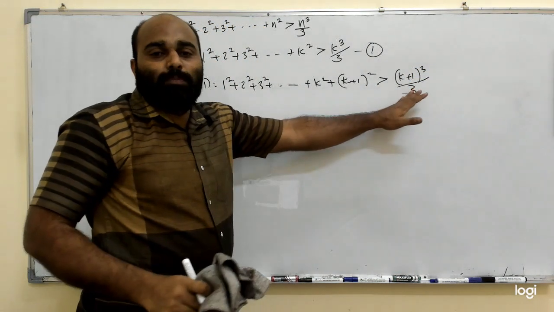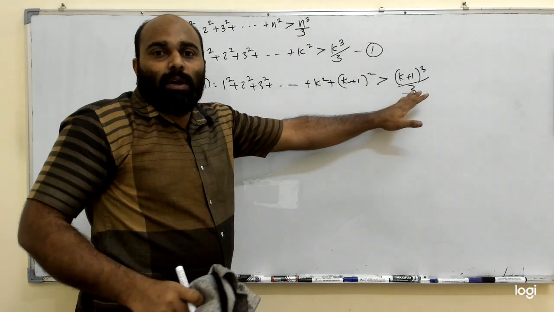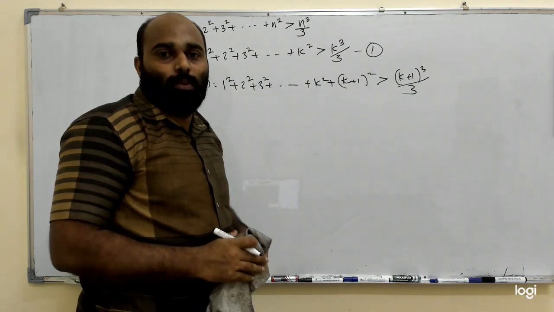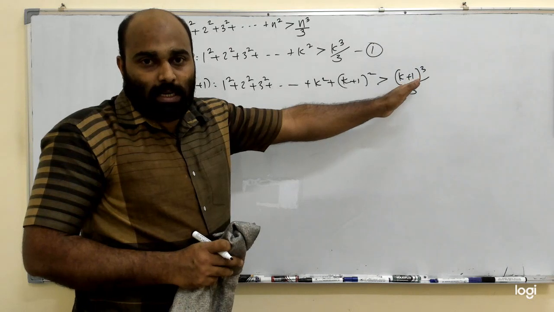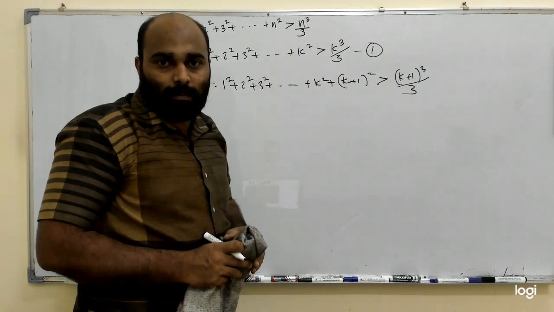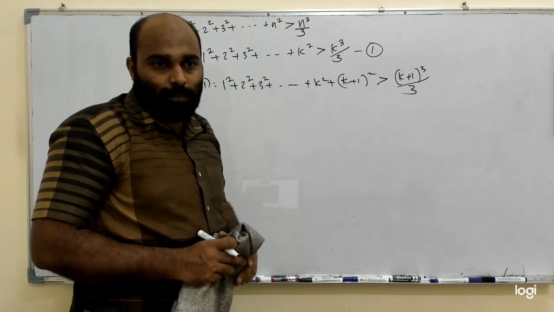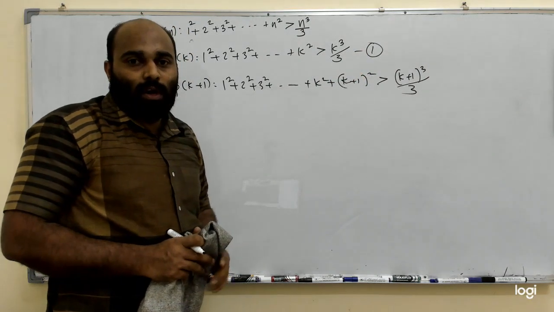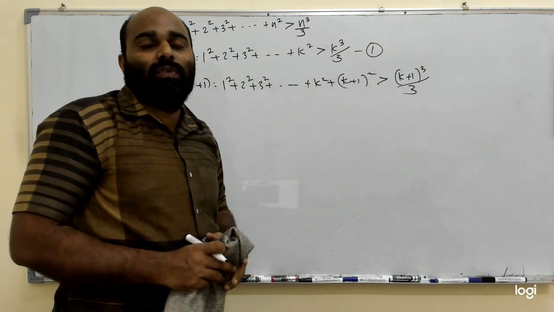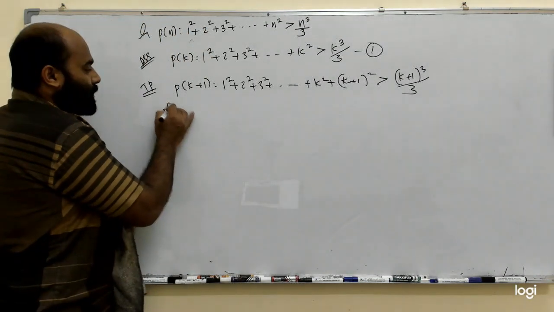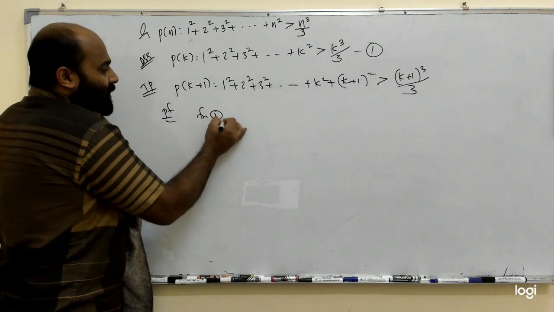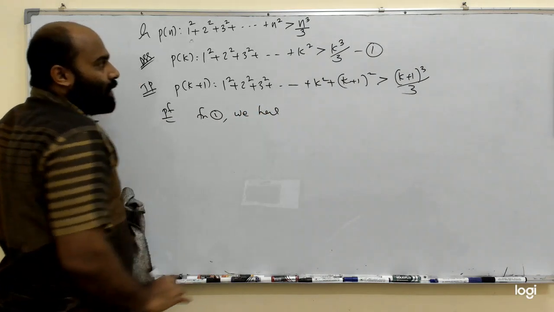Don't forget, this part is the smaller part. So smaller part we can subtract anything, bigger part we can add anything. So this is the smaller part. So equation 1 we already wrote. Now the proof. Proof, usually in the case of inequality, we start from equation 1. So proof. From 1, what do we have?